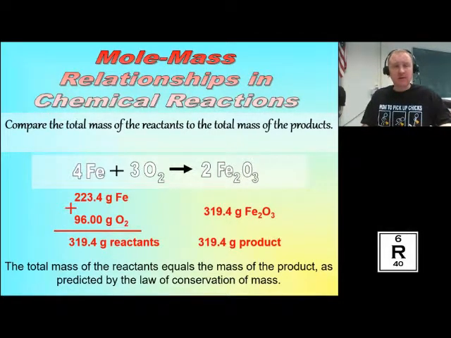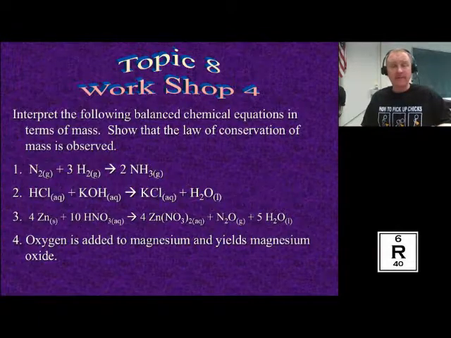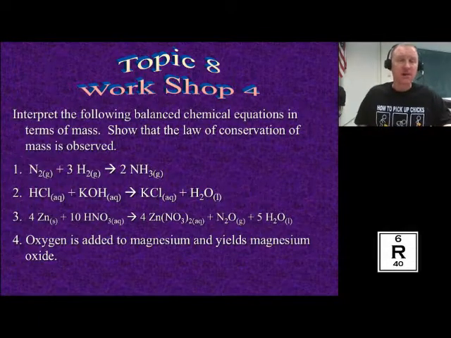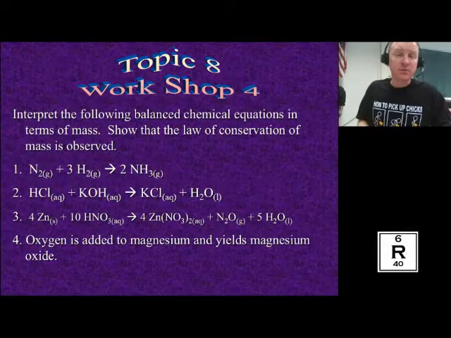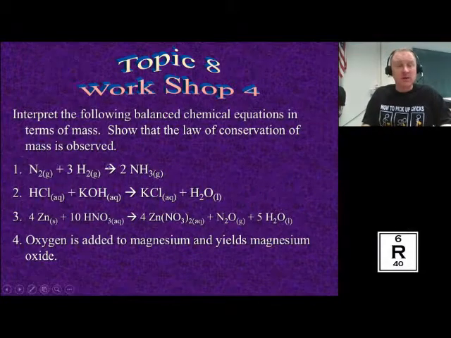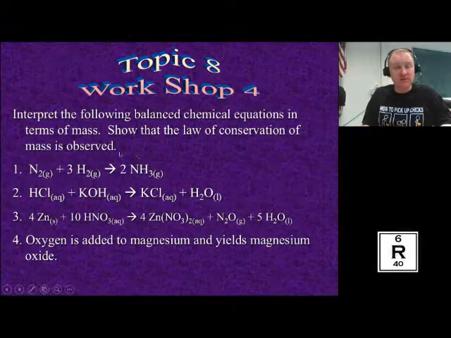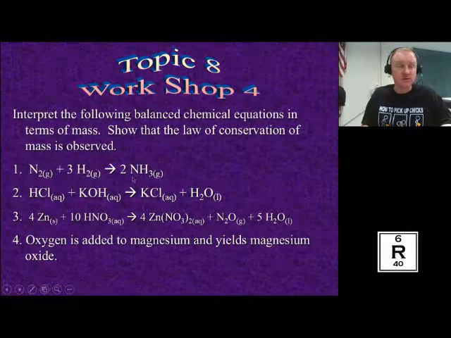So I'm going to have you guys do a few more of these for our workshop practice. And what I want you to do is prove the law of conservation of mass. So in this first example, you would convert 1 mole of N2 into grams and 3 moles of H2 into grams. And you're going to compare that to 2 moles of NH3, which is ammonia. So nitrogen plus hydrogen yields ammonia. And so you're going to show that the sum of these two is equal to the sum of these two.